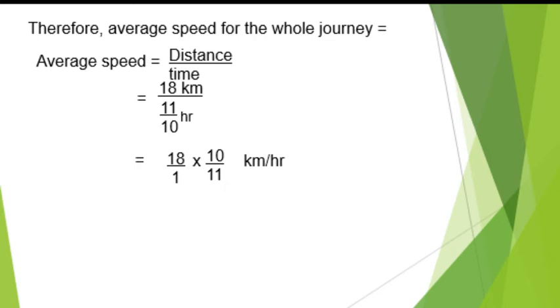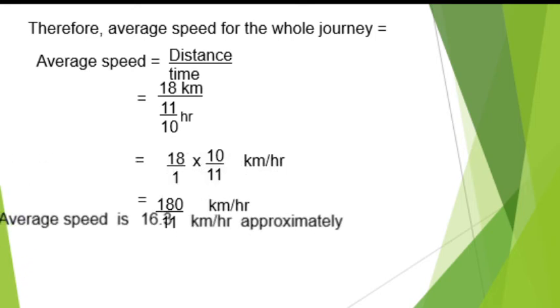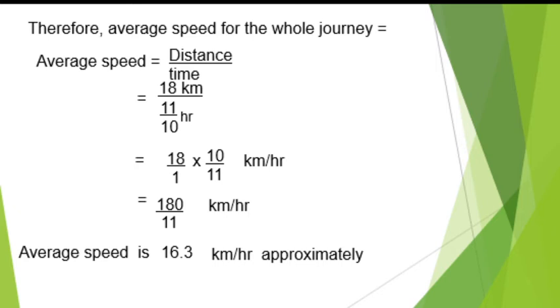So 18 times 10 is equal to 180, and 1 times 11 is 11, so that is 180 over 11 kilometers per hour. To change that into decimal, it becomes 16.3. Therefore, the average speed is 16.3 kilometers per hour. So that is the average speed of Kate. Okay, next.